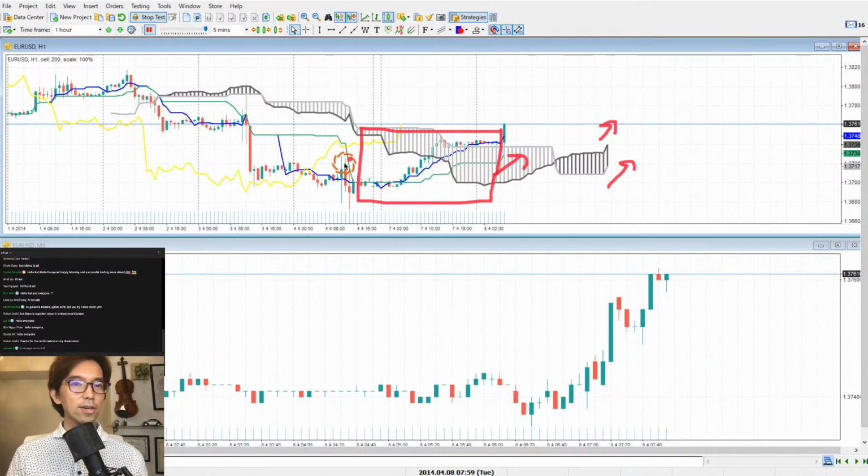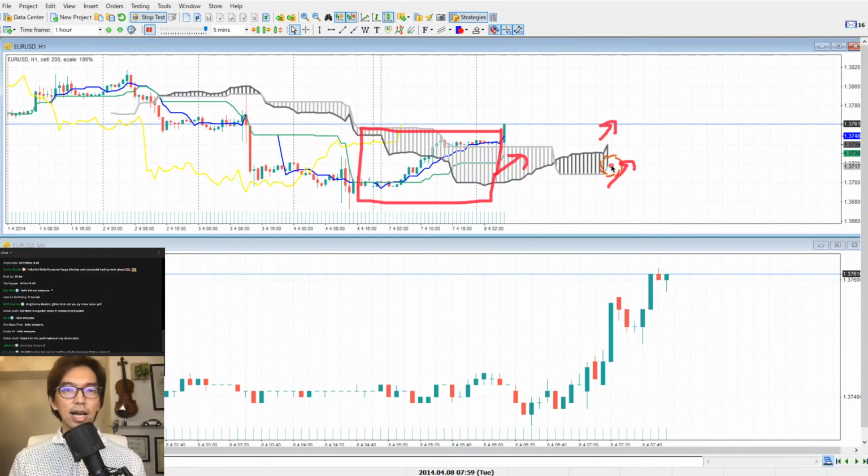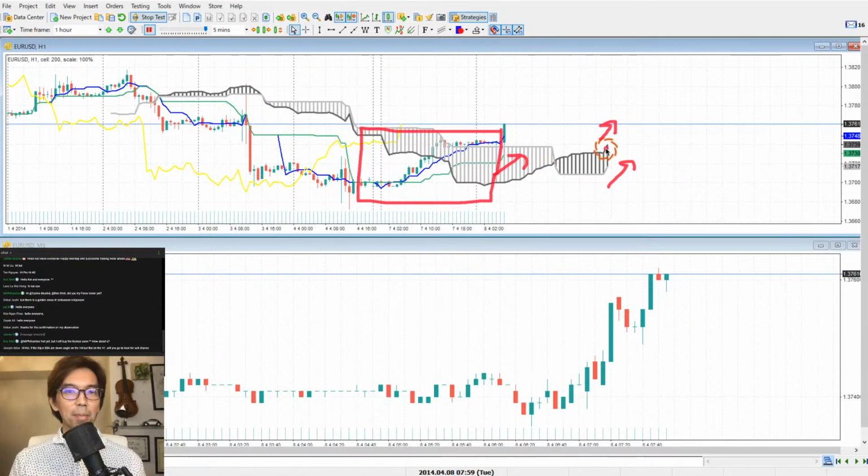I didn't find any confirmation to buy, but now the price is breaking the recent high, and Kijun-sen and Senkou span A and B are both moving up. So this is exactly when I look for the entry chance in lower time frames. I hope that makes sense.